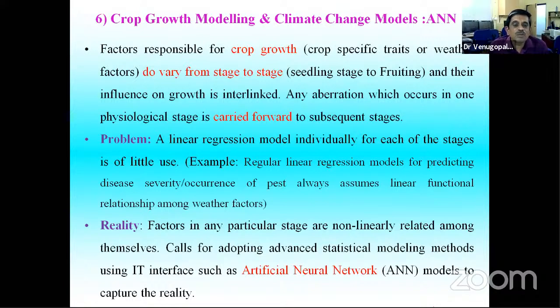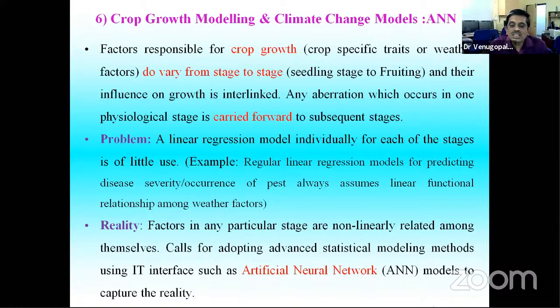Now let me turn our attention to crop growth modeling and climate change models. It is one of my favorite areas. You know very well the factors responsible for crop growth in relation to weather factors. They vary from stage to stage, starting from seedling stage to fruiting stage. And if any aberration occurs in one particular phenological stage, it is bound to carry forward to the subsequent stage. If we develop a regular regression model, we cannot predict disease severity or occurrence of pests, since it always assumes a linear functional relationship among the factors. A regular regression model assumes that every week the increase in disease incidence or pest occurrence is constant, which will not occur at all in a biological organism.